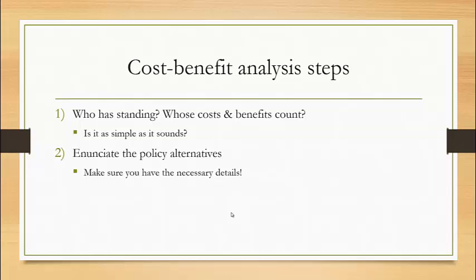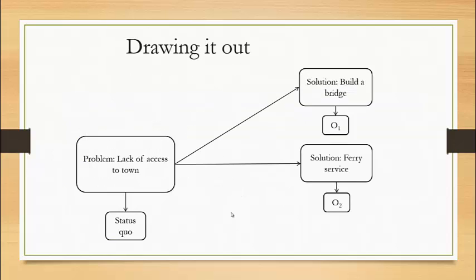The second step is enunciating the policy alternatives. And so in this case that we're looking at, you have either the bridge or you have the ferry. But you want to make sure that you have the necessary details to flesh out those 2 policy alternatives. The third step is identifying the outcomes associated with each policy.